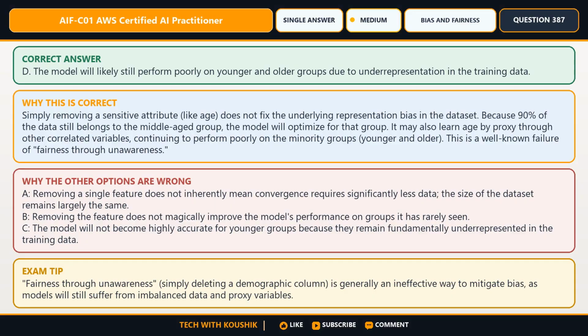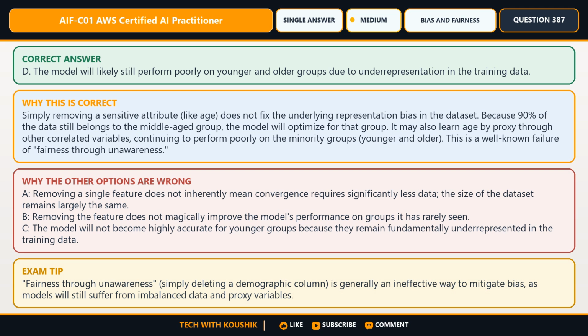The required response is D. The model will likely still perform poorly on younger and older groups due to underrepresentation in the training data. The key clue points here because simply removing a sensitive attribute, like age, does not fix the underlying representation bias in the dataset. Because 90% of the data still belongs to the middle-aged group, the model will optimize for that group. It may also learn age by proxy through other correlated variables, continuing to perform poorly on the minority groups, younger and older. This is a well-known failure of fairness through unawareness.